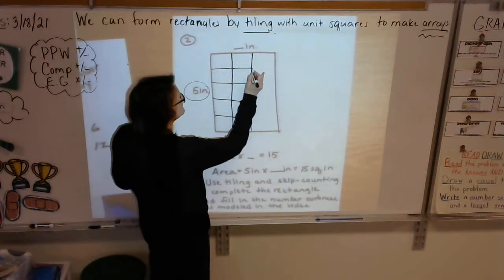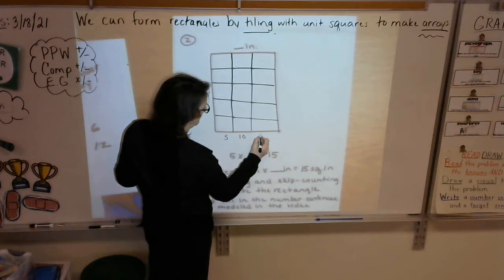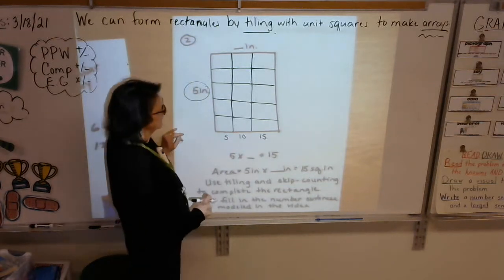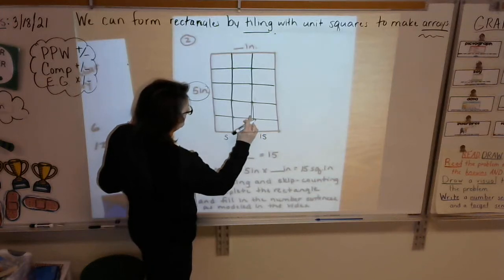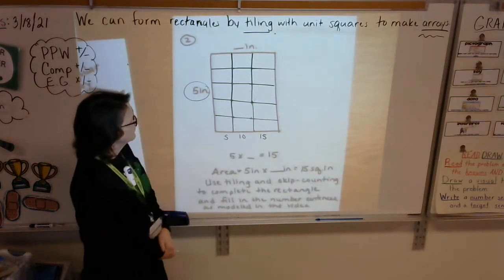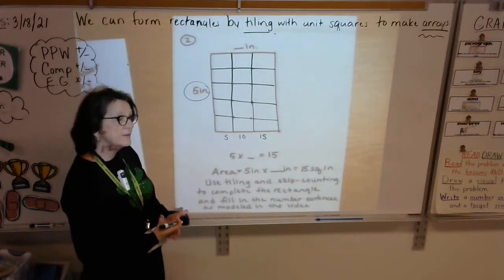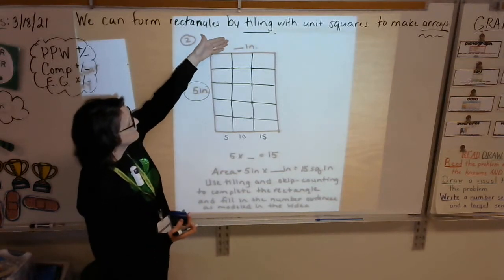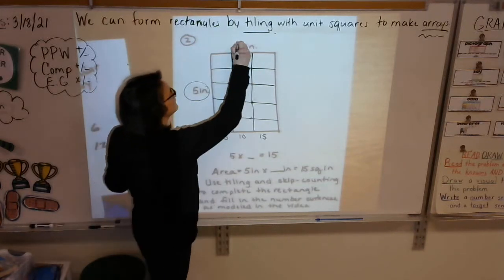And then my last one, if I do one more, I will have 15. Then my tiles are not very even there. Okay, and yours don't have to be perfect, okay? So 5, 10, 15. Now, after I've tiled that array, I can count my tiles to get the length of the top. 1, 2, 3.